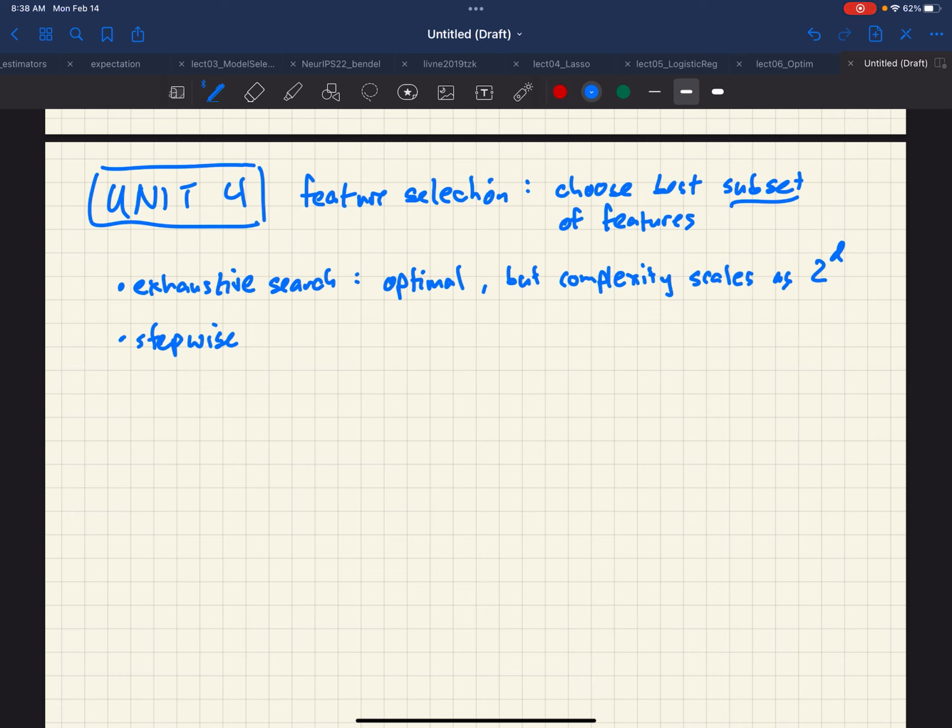So we have stepwise regression. This is a greedy method, it's not optimal, but useful. And in this method, the complexity scales as just D alone. If you have D features, you just try D different model orders, essentially.